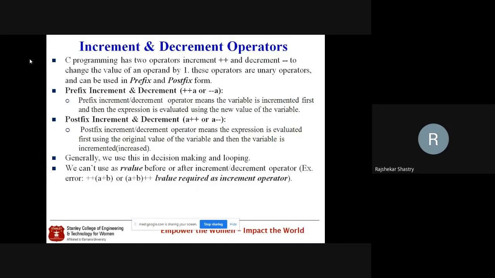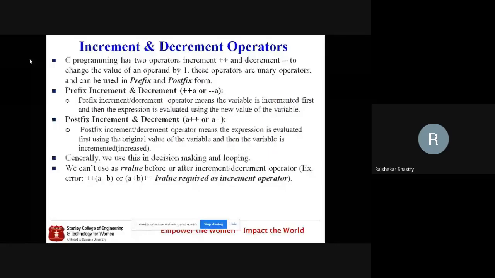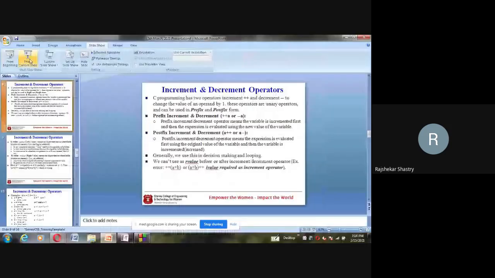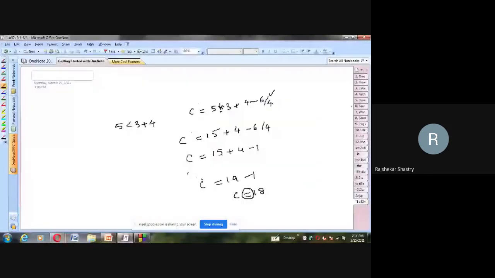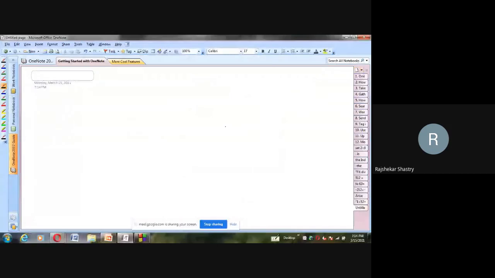Right? And where generally we use these operators, particularly in decision making or loop control structures. We use the shortcut notation: infix and prefix increment decrement operators. Now again, let me concentrate on this. The difference between these two is how they are going to be executed. And if I mix with the other arithmetic operators, how the priority and associativity are going to be changed, all this we discuss here.